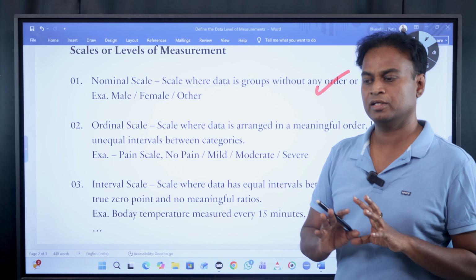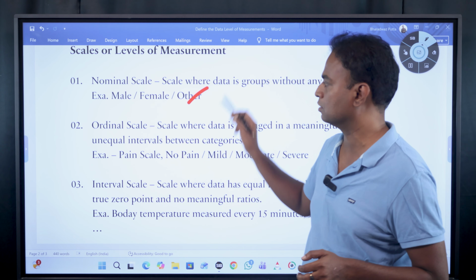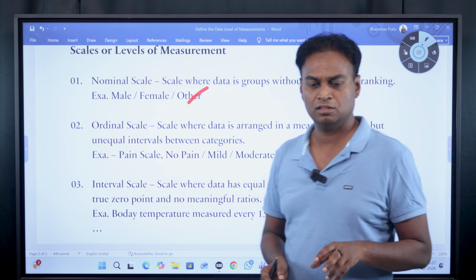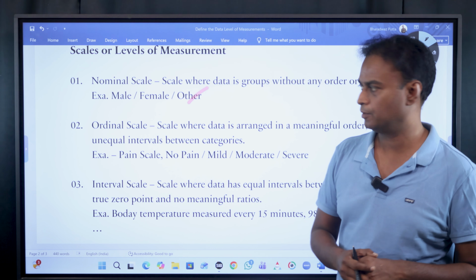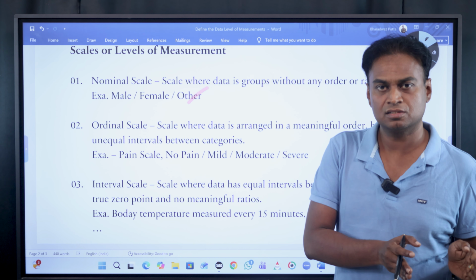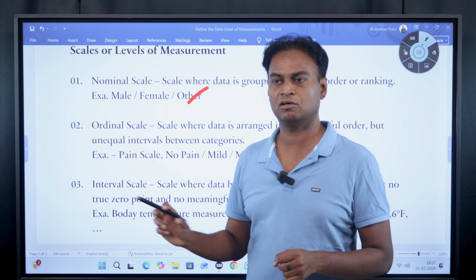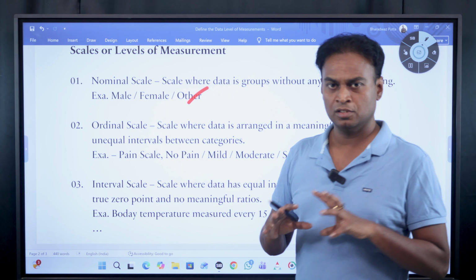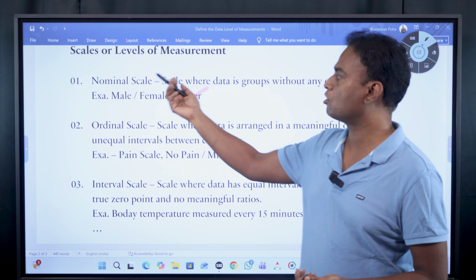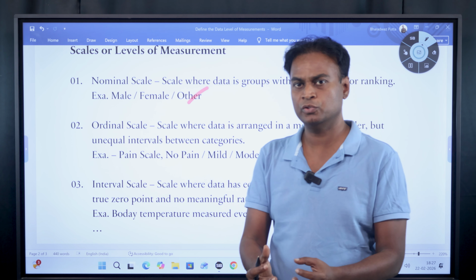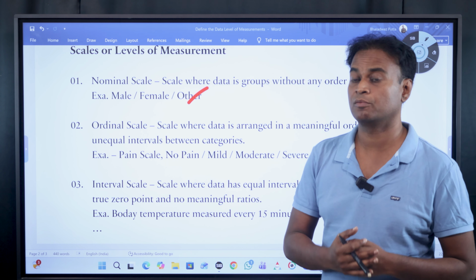For example, if I give the data of 15 patients, whether the patient is male, female or other, you can just group it, right? You can say there are 5 males, 5 females and 5 other gender people. But you cannot say males come first, after males there is females, after females there is third gender. You cannot discriminate or arrange them in an order. Such type of data is measured in a scale known as nominal scale. If such data is given to you, you have to use nominal scale to perform mathematical operations on it.